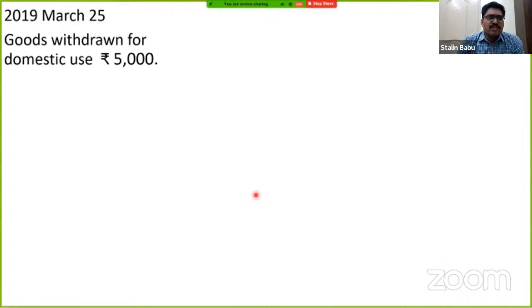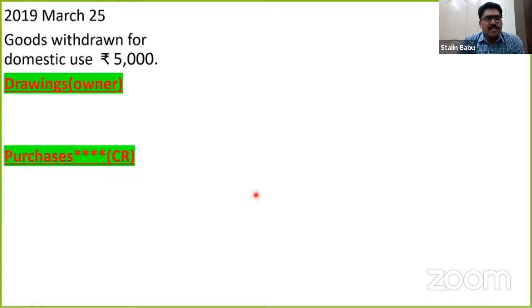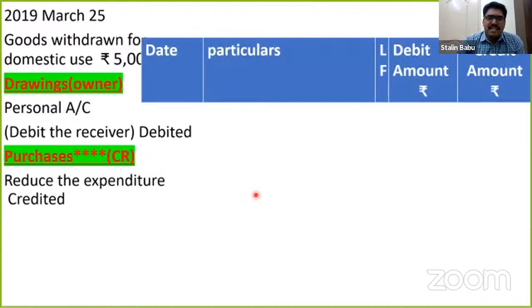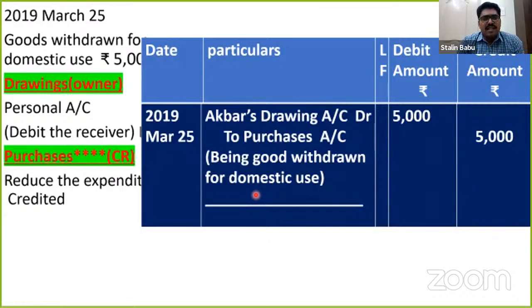Goods withdrawn for domestic use rupees 5,000. Domestic means personal use. That means again the owner is utilizing the goods, so his account will be debited. Drawings account debit to purchase account. Why do we write purchase? The goods come when we purchase the goods into the business, so the purchase account, the expenditure, should be reduced. The accounts involved are drawings account and purchase account. Whenever the owner withdraws goods, instead of writing his account, write his drawings account. Here we are reducing the purchases, so purchase account is credited. So the entry is Akbar's drawings account debit to purchase account. What is the day? March 25. What is the amount? 5,000. Write the 5,000 in debit amount column, 5,000 in credit column against credit account. Being goods withdrawn for domestic use.